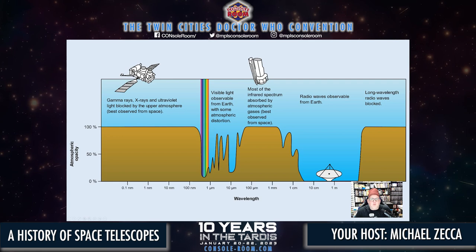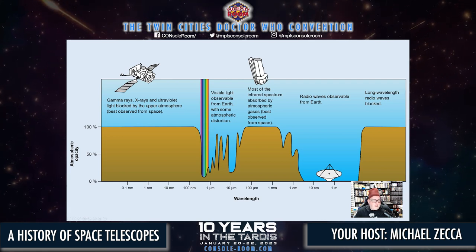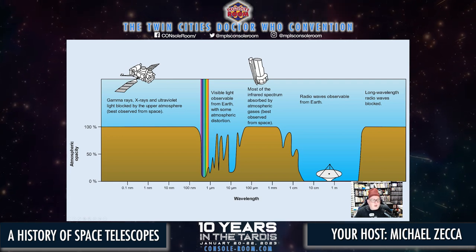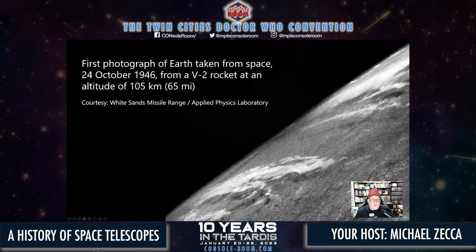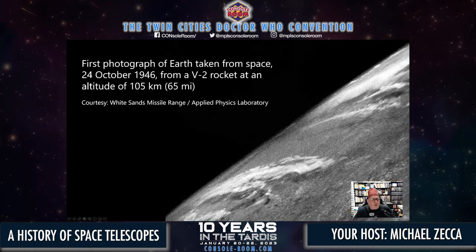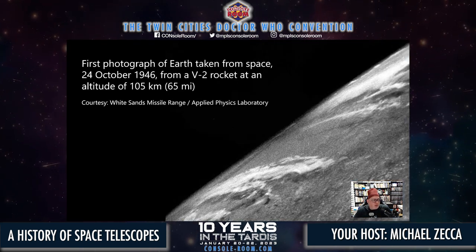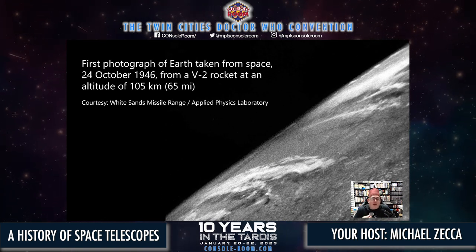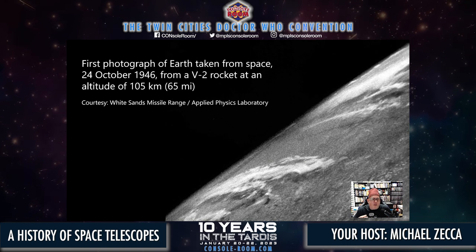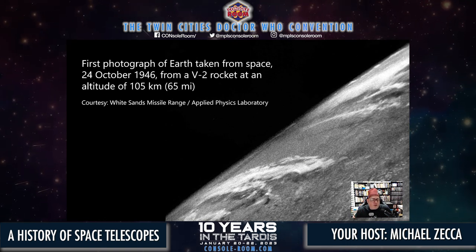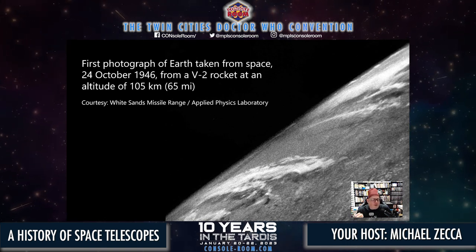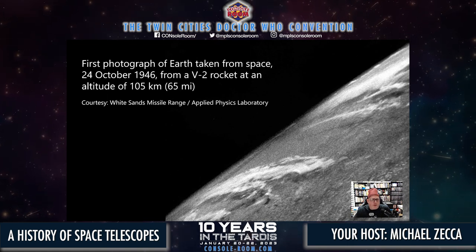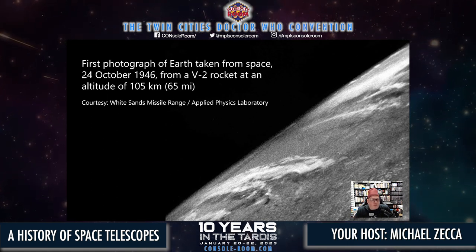All right, let's move on here. In 1946, we took our very first picture from space. After World War II, there were many German rocket scientists that were recruited by the U.S. There were many that were recruited by Russia as well. And so Wernher von Braun and his team put together a V-2 rocket left over from the war, strapped a camera to it, and launched it straight up into space.